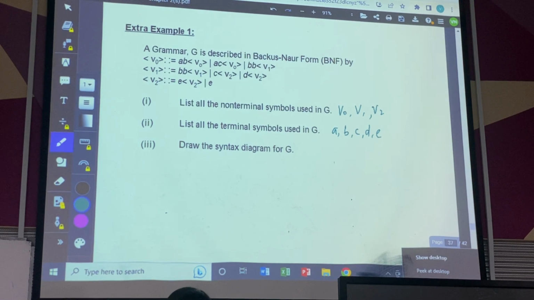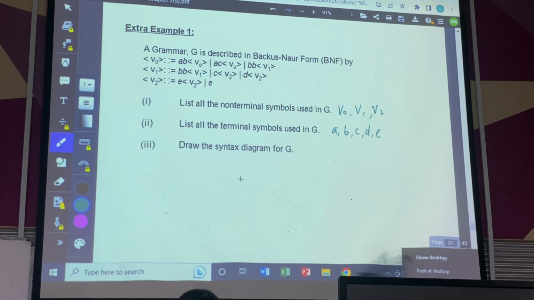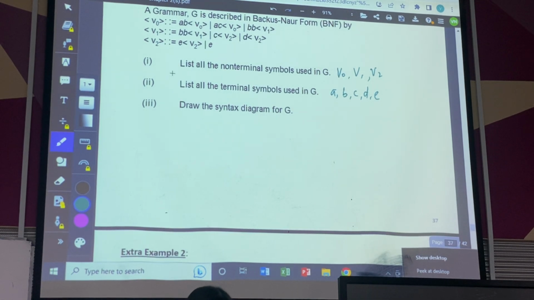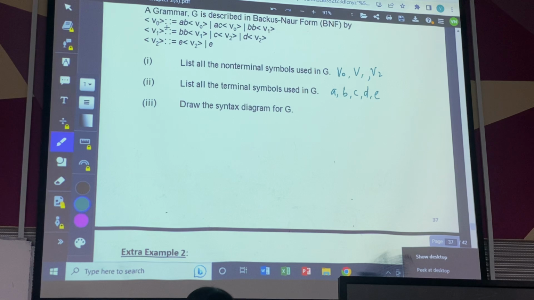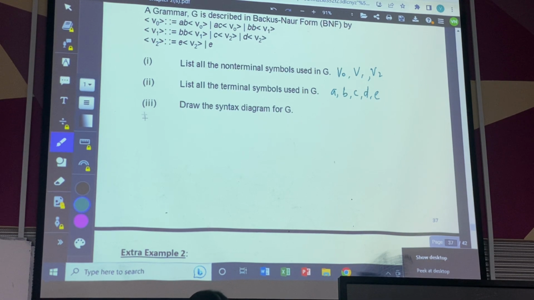Okay, we look at the syntax diagram here. Now, syntax diagram, they have no such a restriction like the master diagram. So we can draw one for V0, one for V1, and one for V2. Okay, if you want to draw 3 for V0, also no problem. Okay, so we draw one by one.